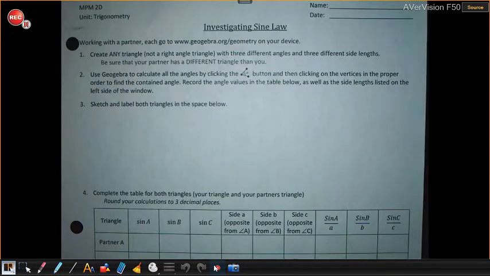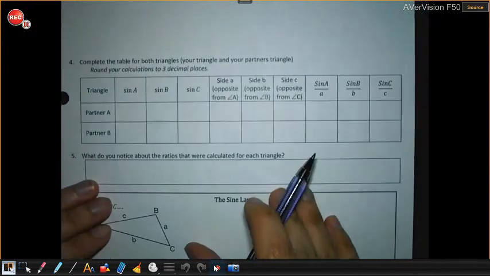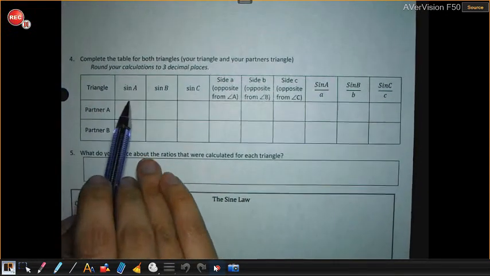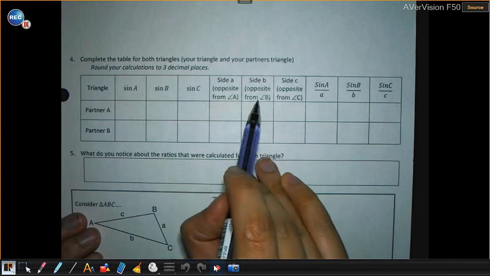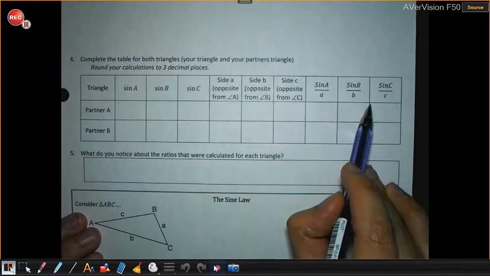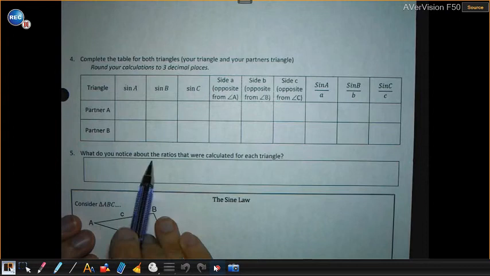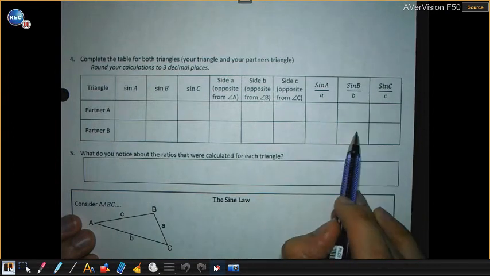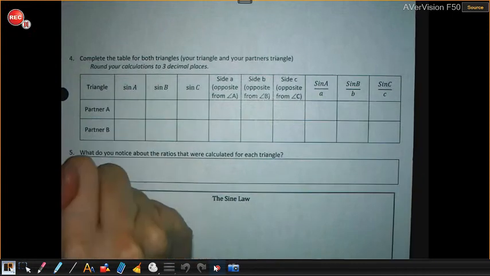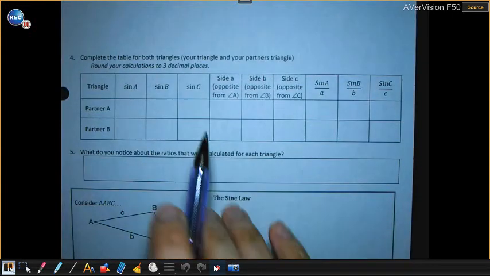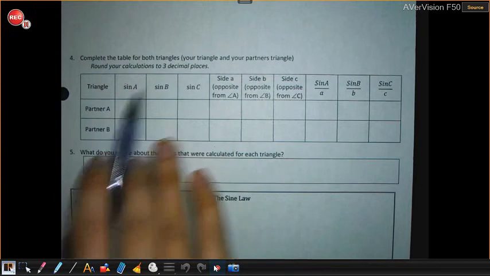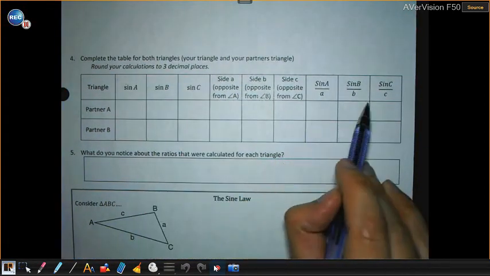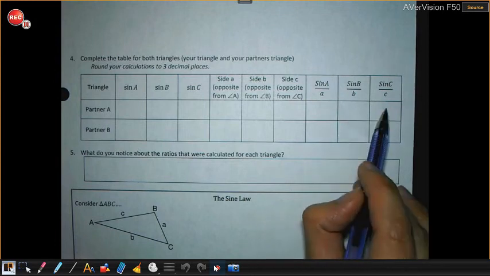Alright class, so after you complete the investigation, you and your partner create your own triangle, and then you calculate the ratio of the side lengths and then the ratio of the two. You should have noticed that the ratios calculated were the same for each triangle. Depending on how many places you rounded to and the way we create the triangles, the ratios should have been very close to being the same.